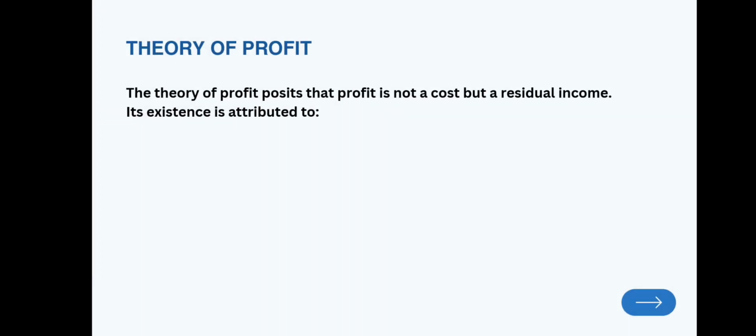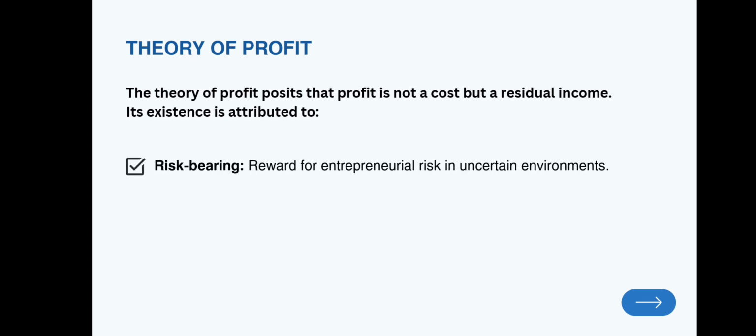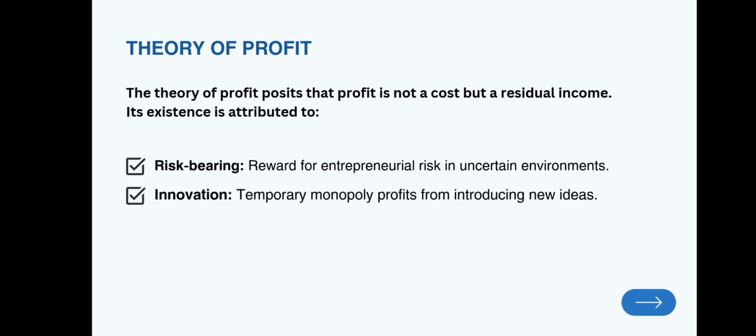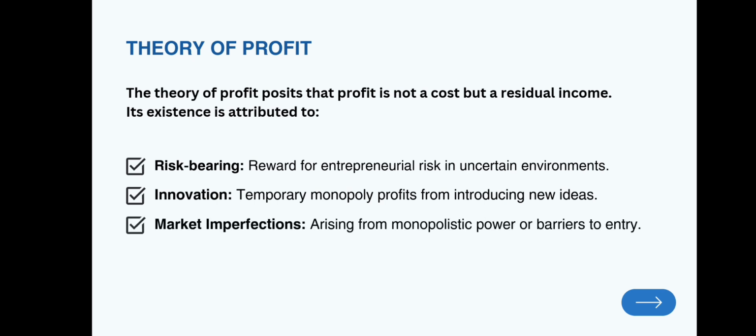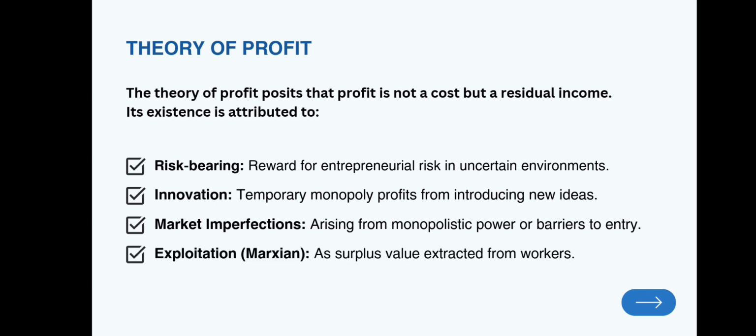Theory of profit. The theory of profit posits that profit is not a cost but a residual income. Its existence is attributed to four major things. First one is risk-bearing, reward for risk in uncertain environments. Innovation, temporary monopoly profits from introducing new ideas. Market imperfections arising from monopolistic power or barriers to entry into the market. Then exploitation, which means the surplus value extracted from workers.